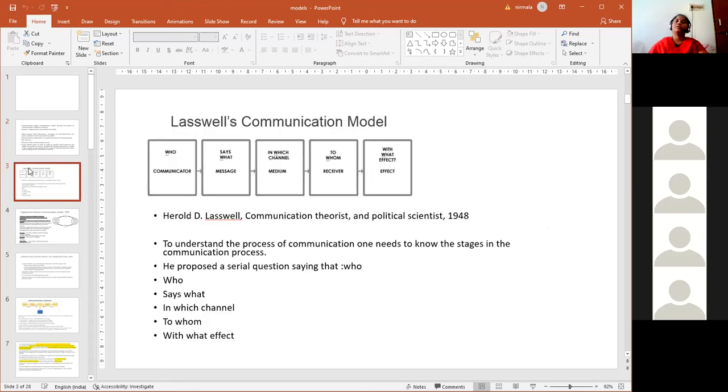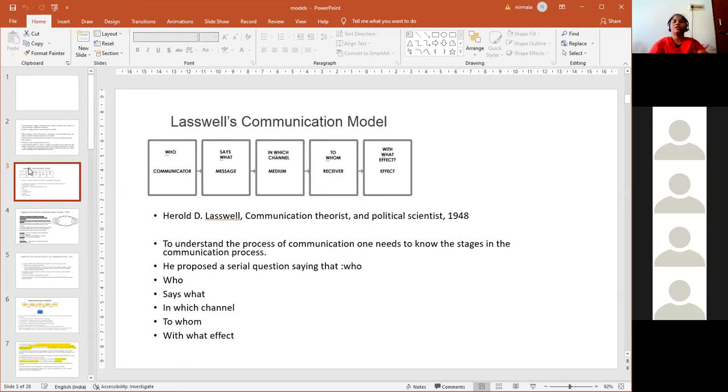So here, the first person is Aristotle. He proposed a communication model. He says that communication needs to have only three elements: the sender, message, and the receiver. If these three elements are there, based on that only the communication happens.